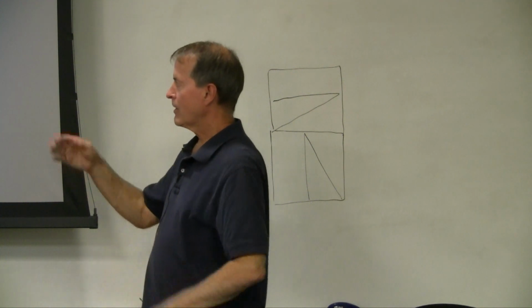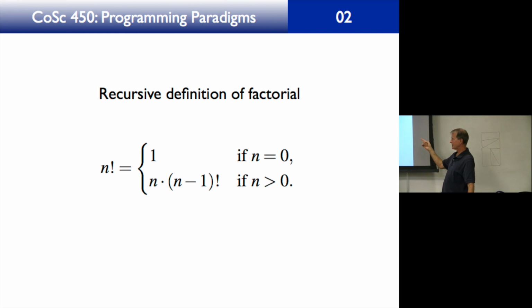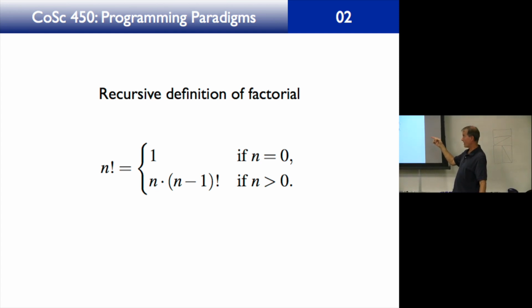And tell me, so on this slide, what is the recursive definition of n factorial? Well, it's 1 if n equals 0, and it's what? n times (n minus 1) factorial if n is greater than 0, right? So you've seen this before?